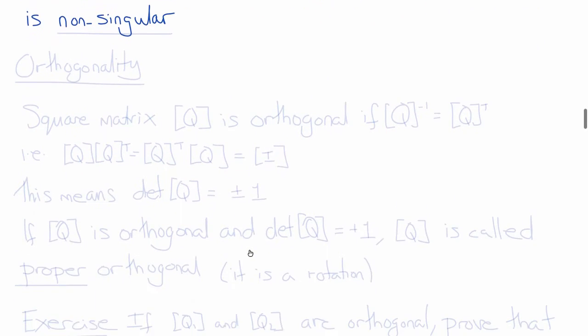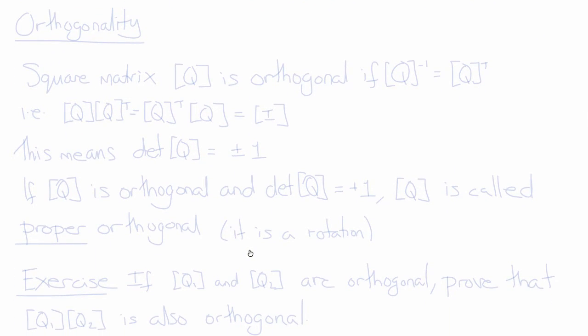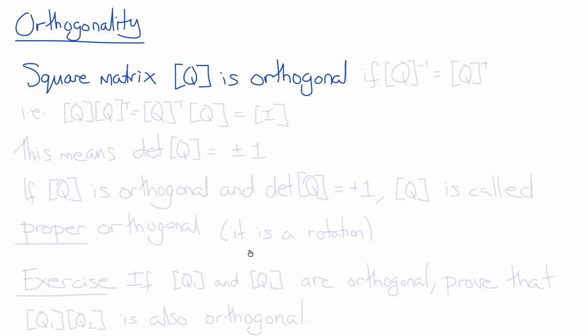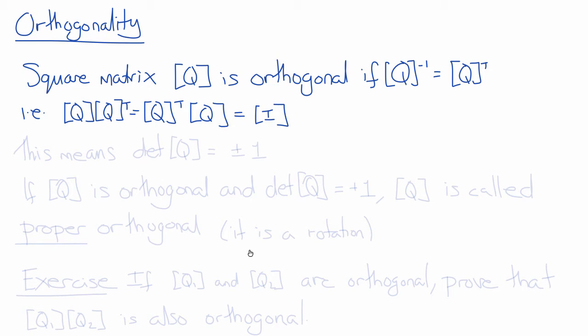Now let's consider an important property of matrices that we make use of a lot in continuum mechanics, and that property is called orthogonality. To remind you, a square matrix Q is orthogonal if its inverse is equal to its transpose. In other words, Q times its transpose, or Q transpose times Q, must equal I, the identity matrix. This means that the determinant of Q is either 1 or negative 1.